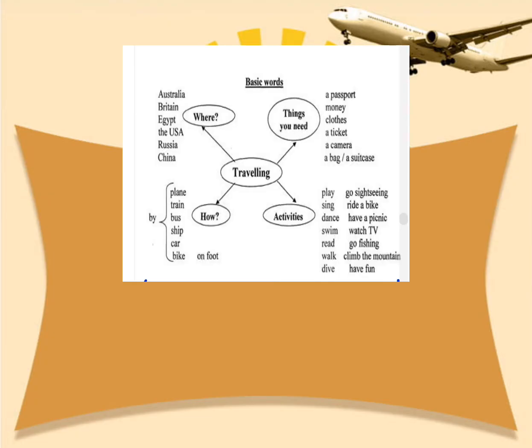Great. Good job. Now, children, look at these basic words. To describe our traveling, we can use them. For example, where can we travel? To Australia, to Britain, to Egypt. How can we travel? We can travel by plane, by train, by bus. What things do we need? Passport, money, clothes, ticket. And what activities can we do? We can play, go sightseeing, sing, ride a bike, and so on.